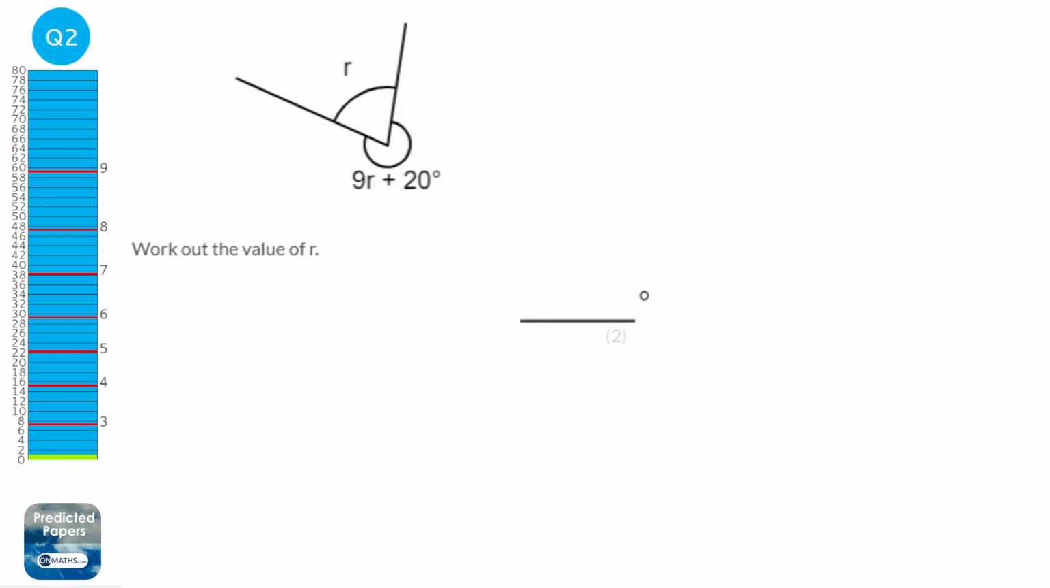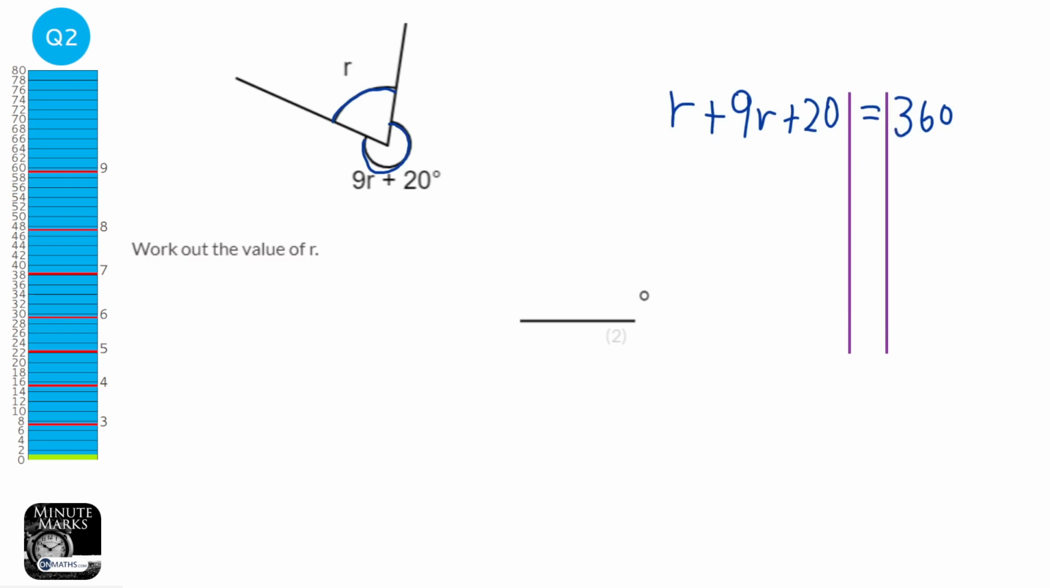So angles on a point add up to 360, and we are given the values of the angles but in terms of r. So we know that r plus 9r plus 20 will equal 360. So we've got an equation here we can solve. So first of all, let's add the r's together, and so that will be 10r plus 20 equals 360. Then we're going to subtract the 20 from both sides.